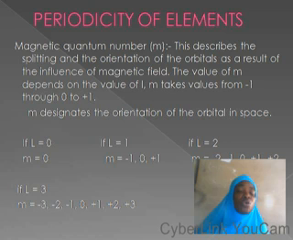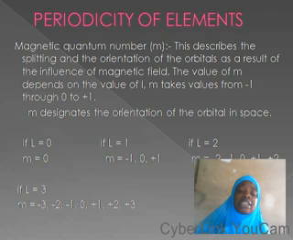Now let's go to the next one, which is the magnetic quantum number. This describes the splitting and the orientation of orbitals as a result of the influence of a magnetic field. The value of m depends on the value of l, which is the subsidiary quantum number. It is the value of l that will determine the value of m, and m ranges from -1 through 0 to +1.